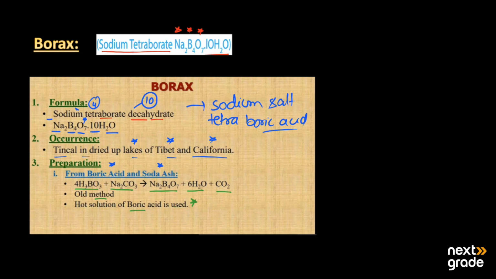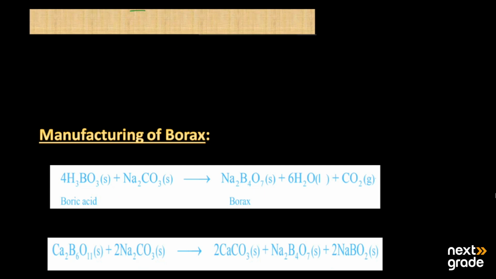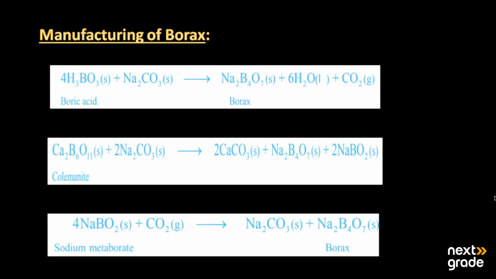It is an old method, and a hot solution of boric acid is nowadays used for this process. Next, let's have complete details of the manufacturing of borax. First we have boric acid, whose formula is H3BO3. It combines with sodium carbonate, also known as soda ash. Both are present in the solid state. They combine and make borax, along with the production of water molecules and carbon dioxide as a gas.